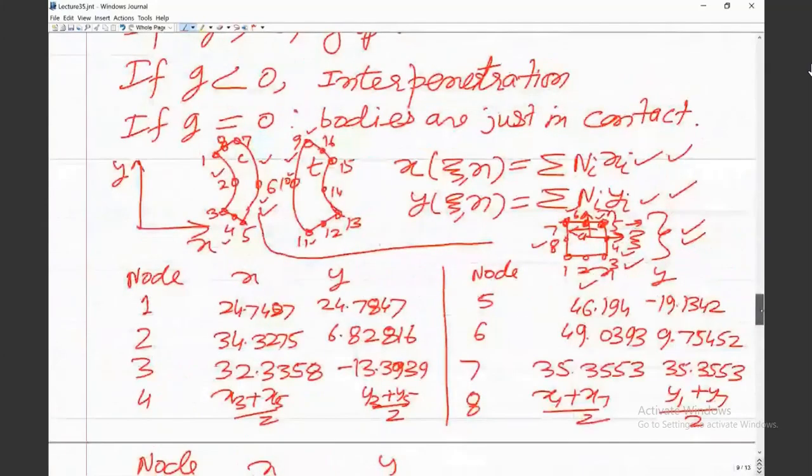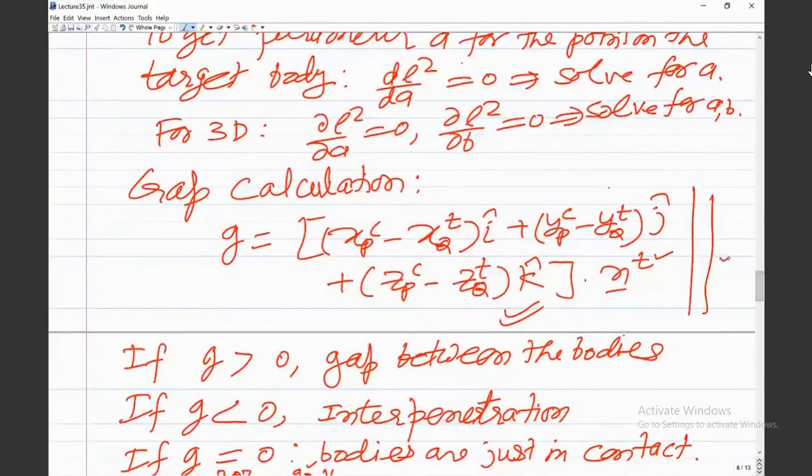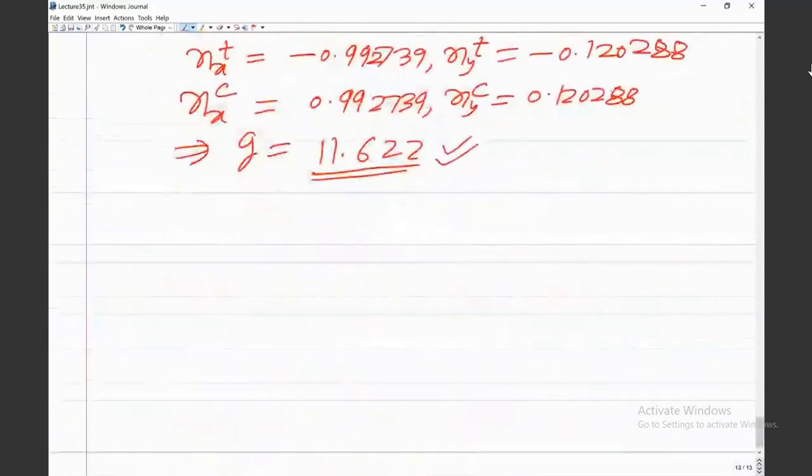So this may turn out to be positive, negative, or 0. So it will tell how the gap is calculated. We are using this formula rather than taking L directly, because L will not show whether it is positive or negative, whether there is a gap between the two bodies or there is an interpenetration. From this formula we will get that information. So that is why we are calculating G, and of course this will be equal to the distance.